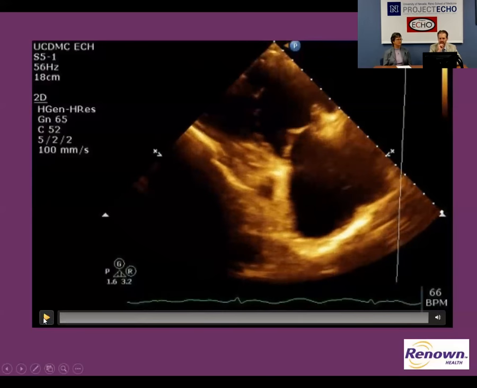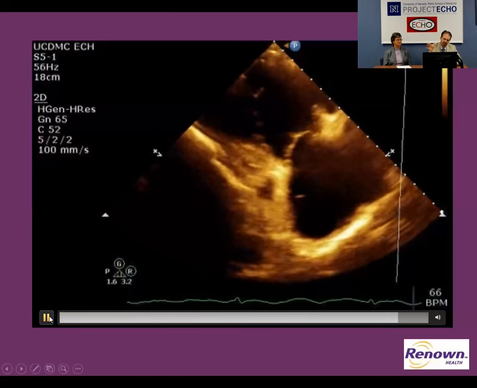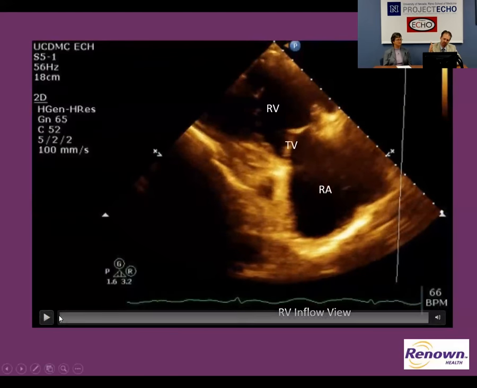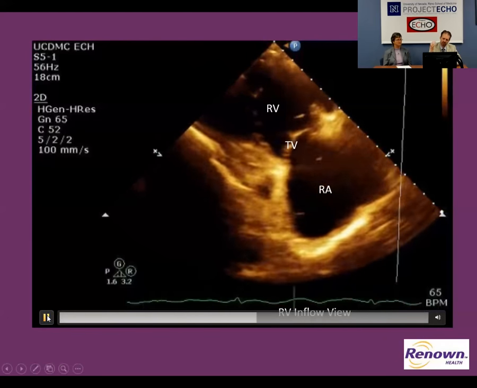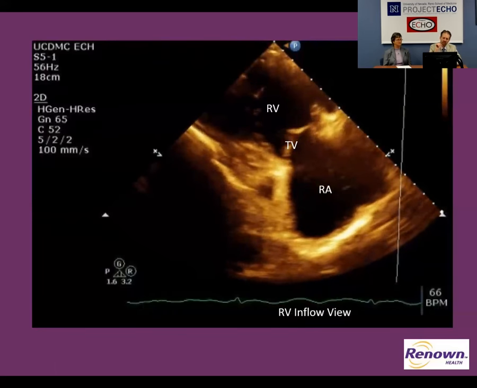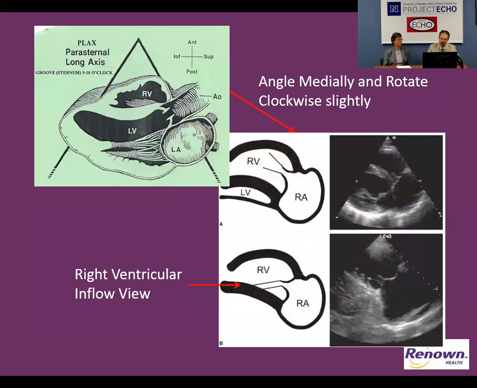And so now here's the tricuspid valve. You can leave it there, I suppose. What you do is just rotate from the parasternal long axis of the left ventricle towards the right ventricle, and then you'll see the tricuspid valve, the right atrium, and right ventricle as demonstrated there.